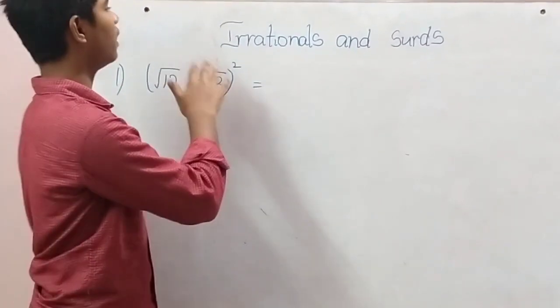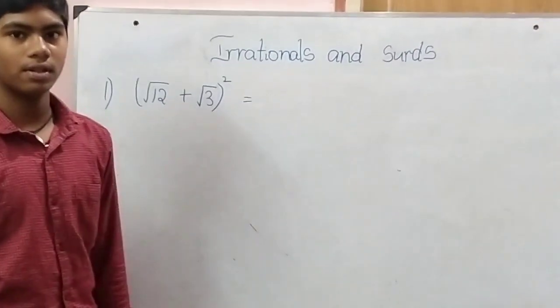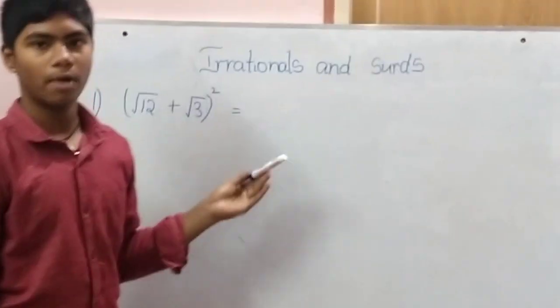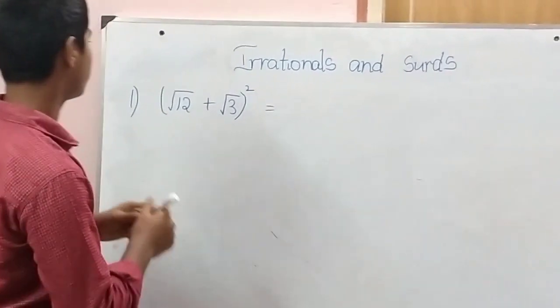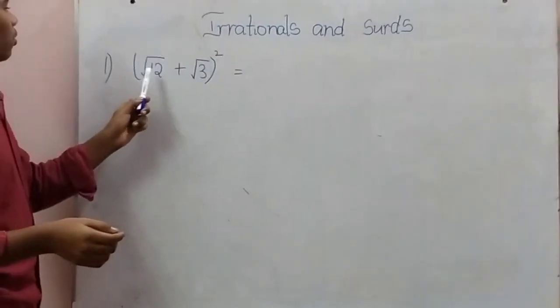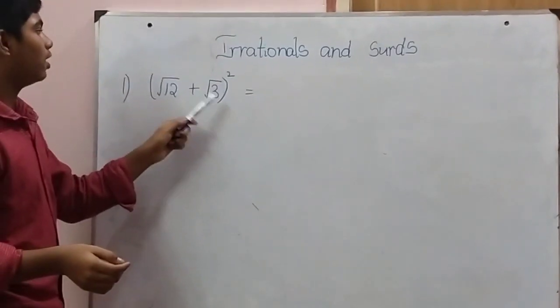Today's topic is irrational numbers and surds. We will discuss some problems about this topic. The first problem is (root 12 plus root 3) whole square.